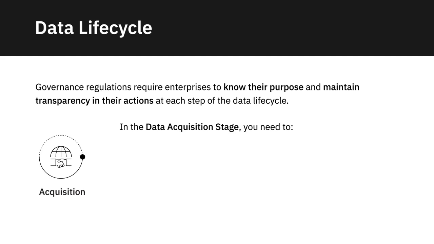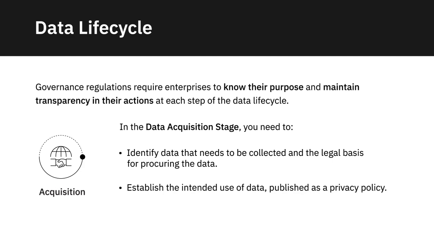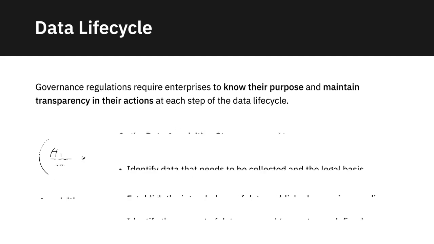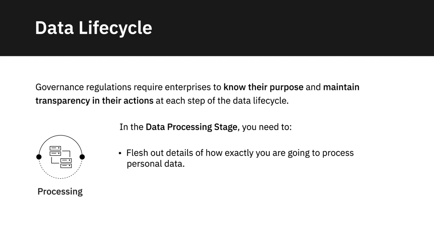In the data acquisition stage, you need to establish what data needs to be collected and the contracts and consent that give you a legal basis for procuring this data. The intended use of this data is published as a privacy policy and communicated internally and with individuals whose data is being collected. And the amount of data you need to meet your defined purposes. For example, does the email address meet your purpose, or do you also need to have the phone numbers and PIN codes?